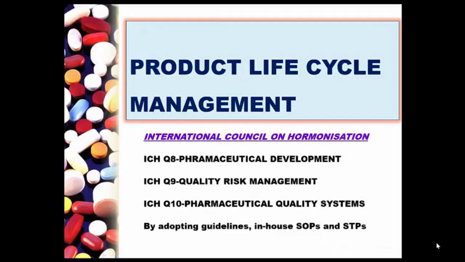Okay, next we'll start product lifecycle management. Before going to this, we'll brief about guidelines, ICH guidelines, International Council on Harmonization guidelines. ICH Q8 is talking about pharmaceutical development, ICH Q9 quality risk management, and Q10 pharmaceutical quality systems. By adopting these guidelines, we have to prepare our in-house standard operating procedures and standard test procedures.